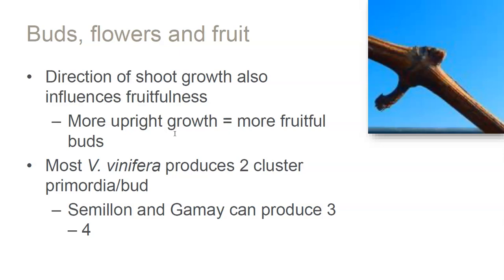Also, in general, Vitis vinifera produces about 2 cluster primordia per primary bud. However, there are exceptions to this rule, Semillon and Gamay. They produce 3, and can be heavy croppers, 3 to 4. And then the hybrids can produce even more than that. They can be real heavy.